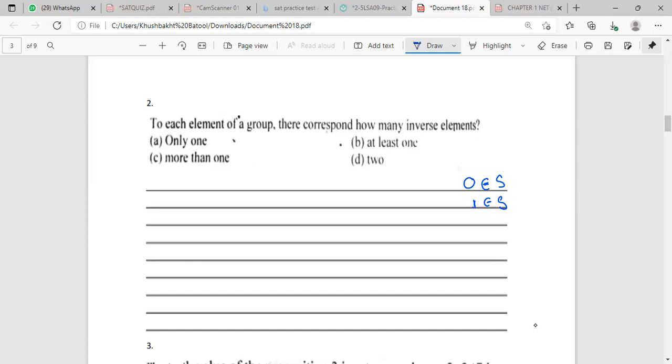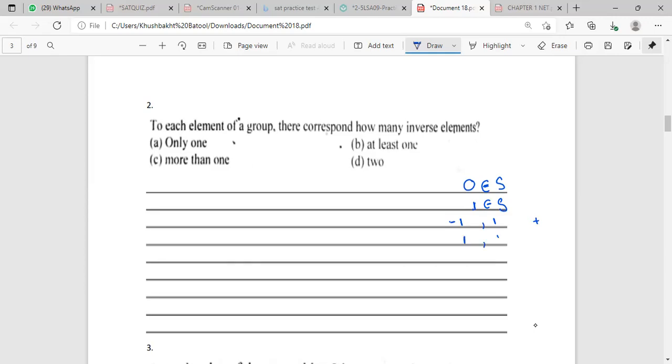For -1, the only inverse is 1 in addition. For 1, the only inverse is 1 in multiplication. For 2, the only inverse is 1 by 2. For 3, the only inverse is -3 in case of addition. This means that we have one inverse, so the answer would be only one. Have you understood this? Yes, guys, please answer me. Is it okay?